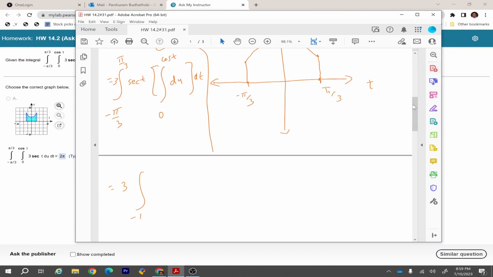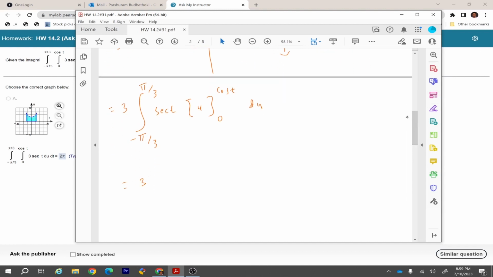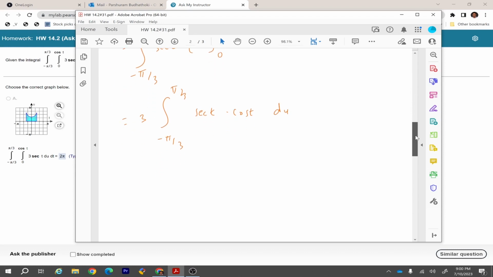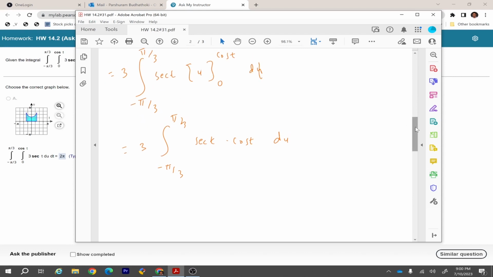Just copy it from negative pi over 3 to positive pi over 3. Secant t is here. If you find the integration of this, it would be u from 0 to cosine of t by using the fundamental theorem. And then we can put u equals cosine t minus u equals 0. That gives us cosine t by using the fundamental theorem of calculus. And now if you multiply secant t and cosine t, okay, my bad, here it's supposed to be dt here.